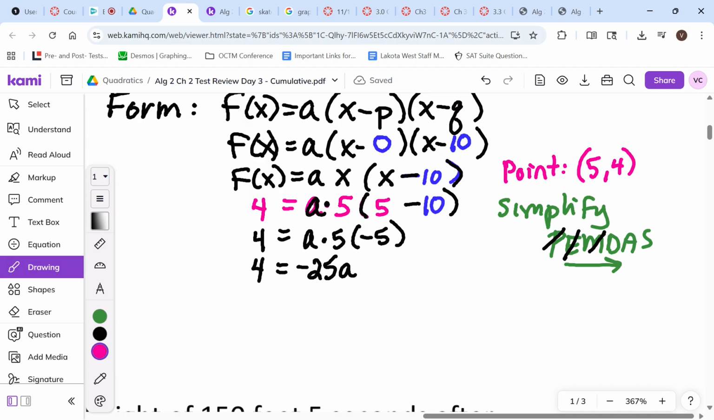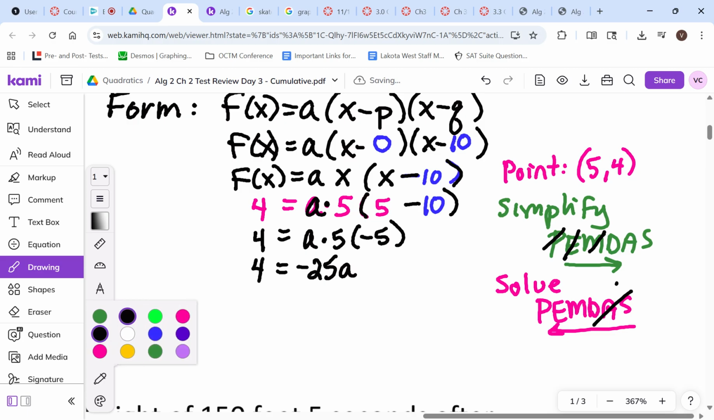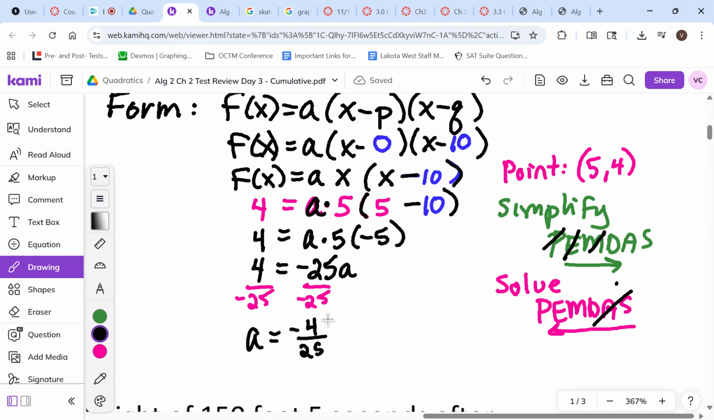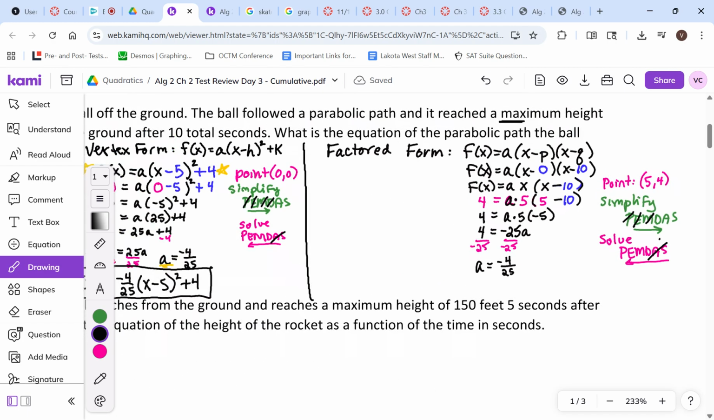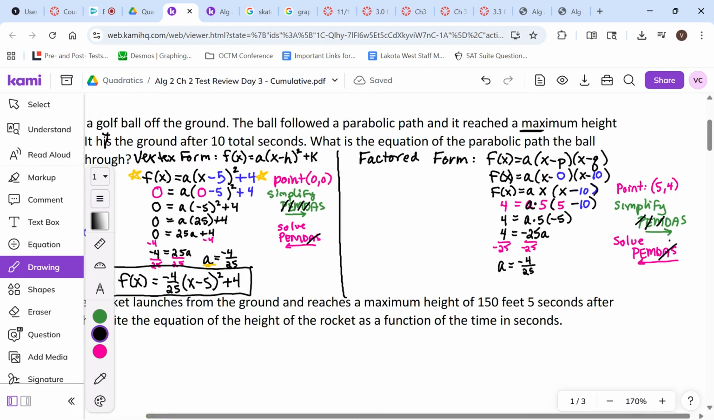So now we have to solve by doing PEMDAS backwards. I look for adding and subtracting. There aren't any. Look for multiplication division. We can divide by -25. And I get -4 over 25. That's the exact same a value that we got doing the other method, and that should always be the case. The a value, no matter what form you're putting it in, should always be the same.